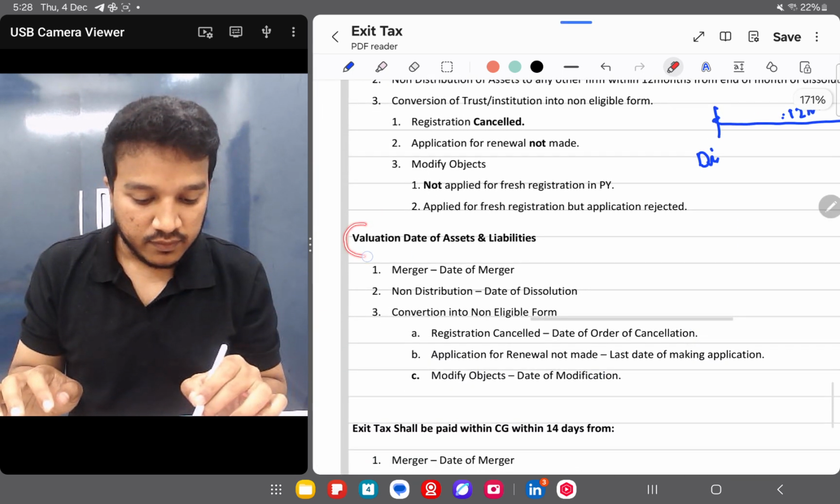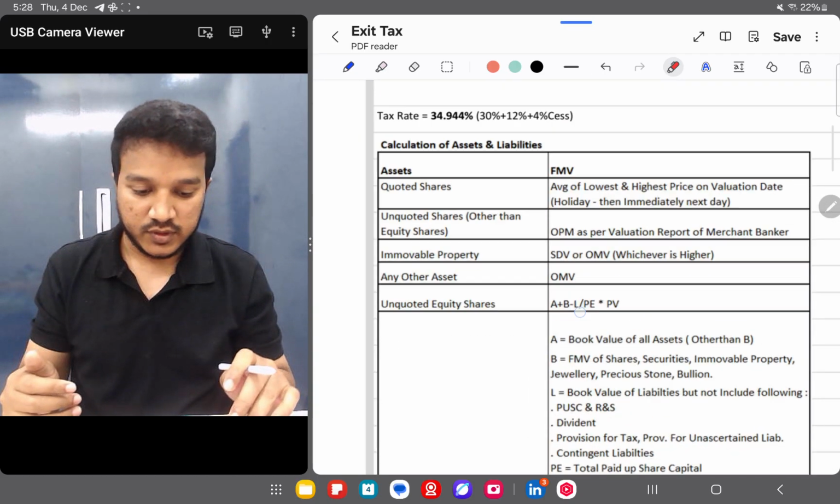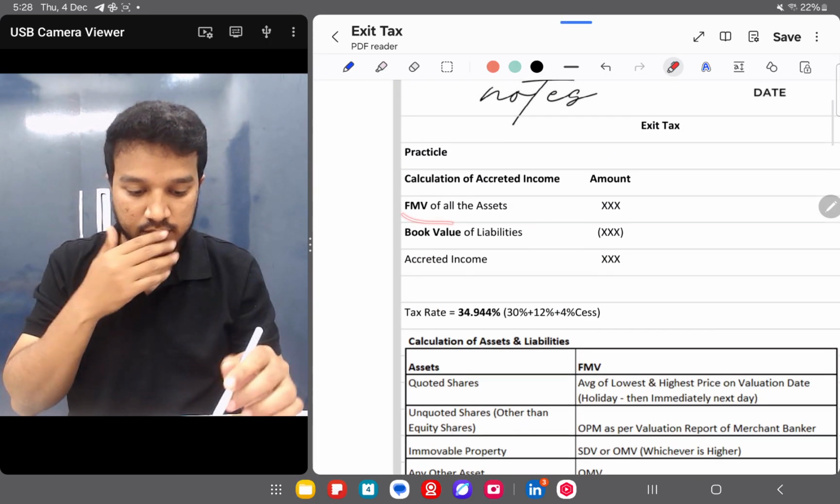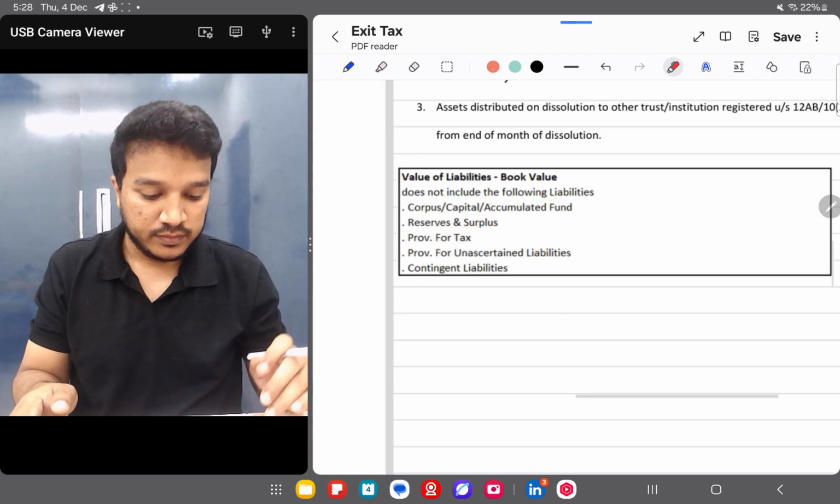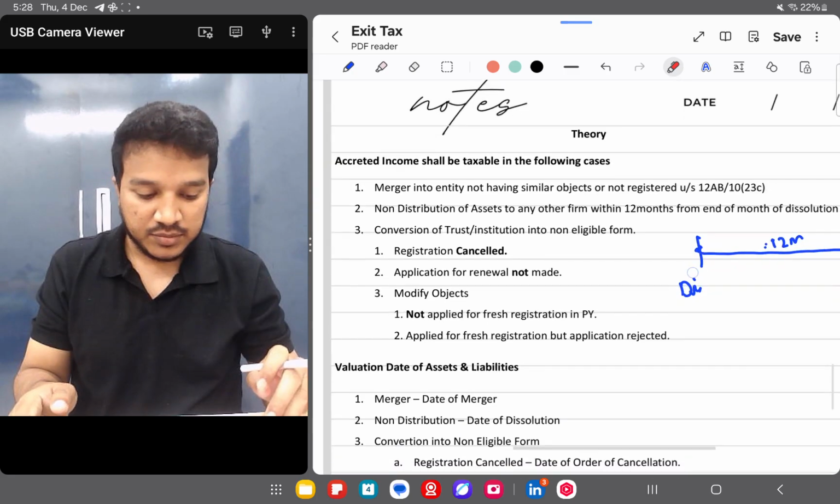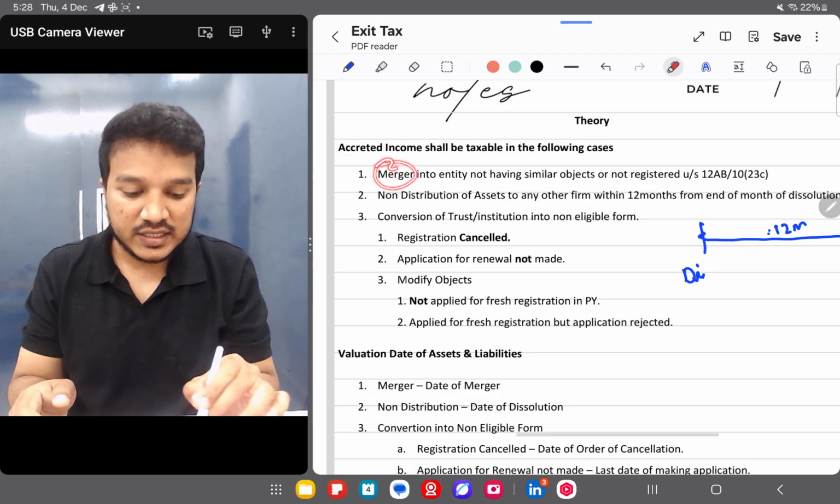See, here we have seen we should take the fair market value of all the assets. Now on what date should you take the fair market value? Let's go, same situations. These are the situations. Okay, now the date is different for each and every situation.